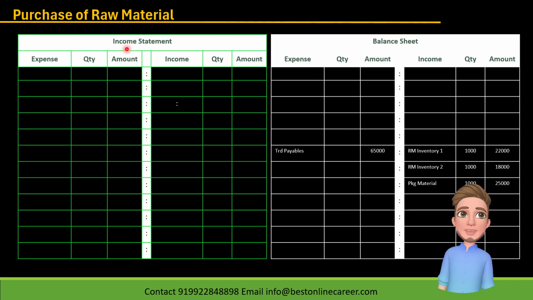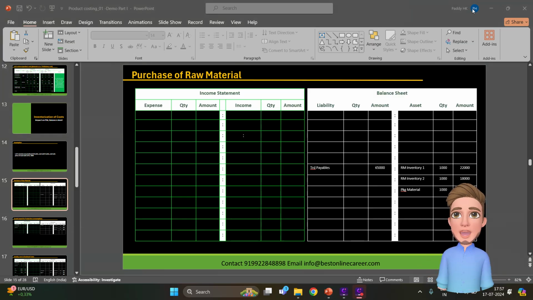I have the income statement with expense and income, and the balance sheet. Sorry, this should be liabilities and assets. You have your liabilities and your assets. You usually do not have quantity. I have just added this column to help you understand, just to simplify and for the betterment of our understanding.